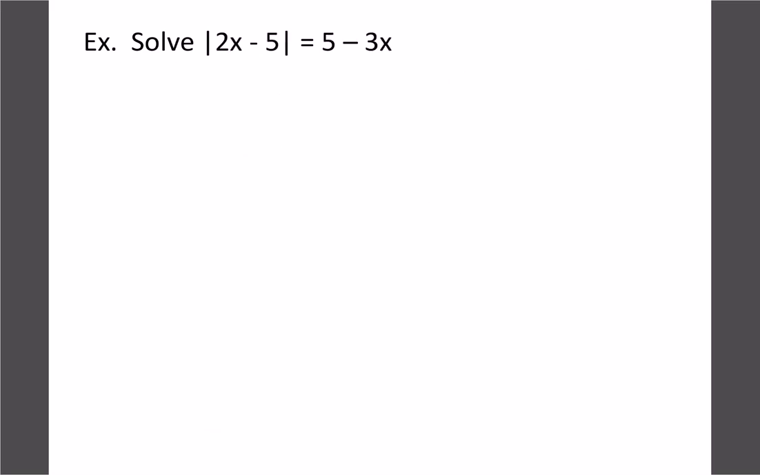Okay. The next one, what we want to do is the exact same thing, but you can see we just have a little bit more complicated equation, but solve it the same way. Do the positive of the absolute value equals 5 minus 3x, and do the negative of the absolute value.